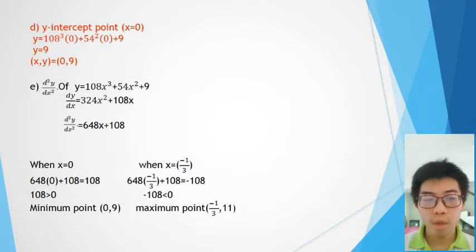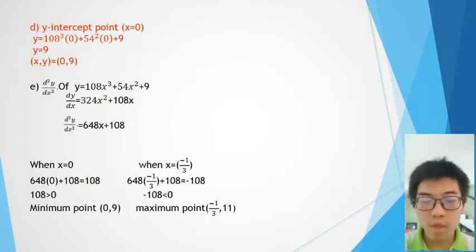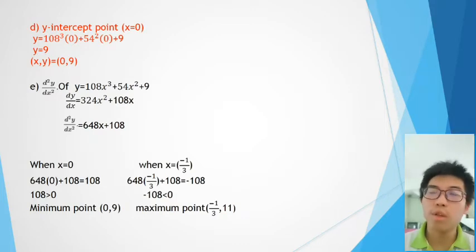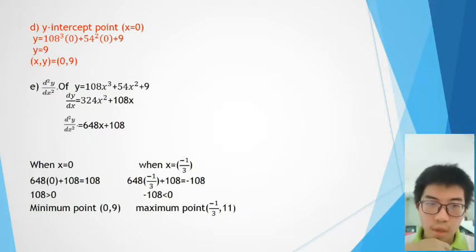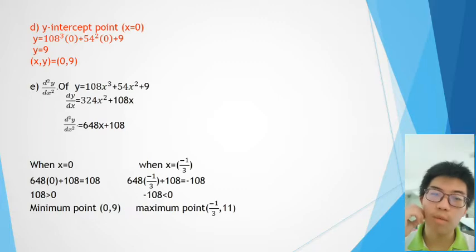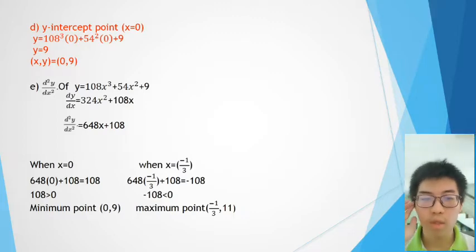If we need to find the y-intercept point, we need to assume x equal to 0 in the equation. So y equals 108 times 0 to the power of 3, plus 54 times 0 to the power of 2, plus 9. So we get the answer y equals 9. So the coordinate of the y-intercept point is (0, 9).